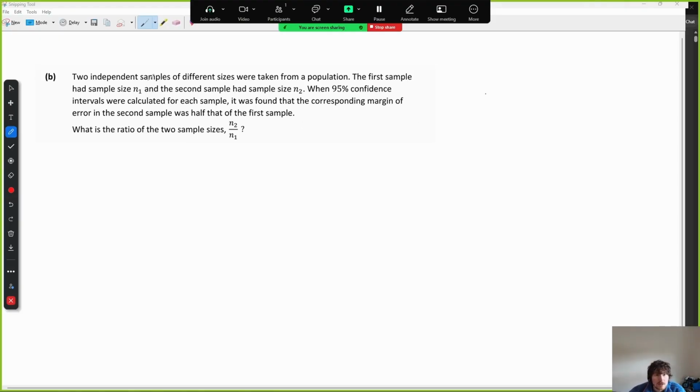So two independent samples of different sizes were taken from a population. The first sample size, N1, and the second sample size, N2, right? 95% confidence intervals for each sample. It was found that the margin of error.